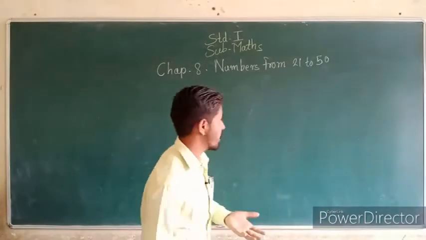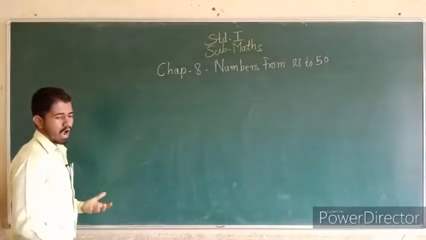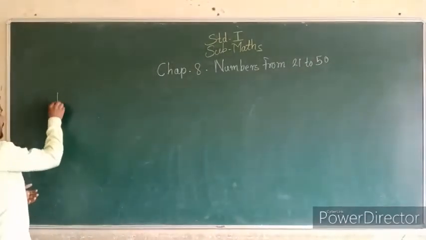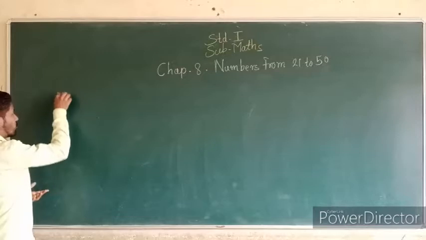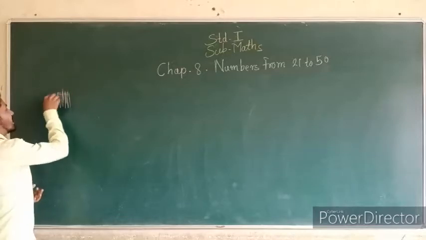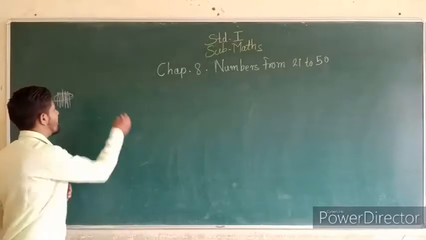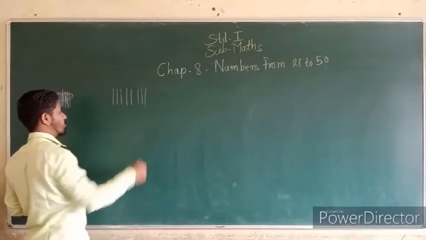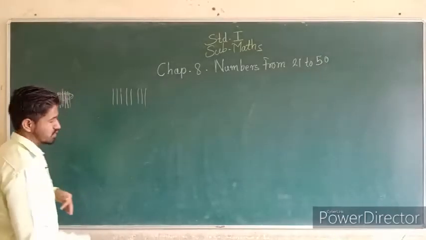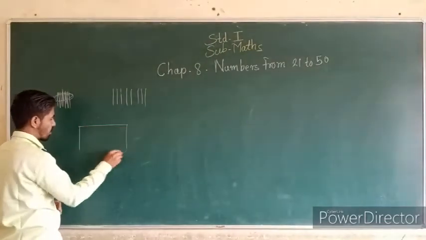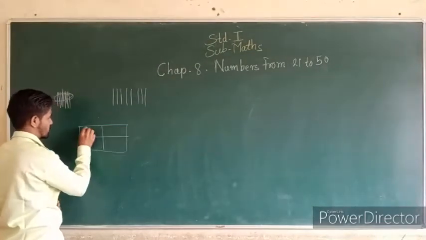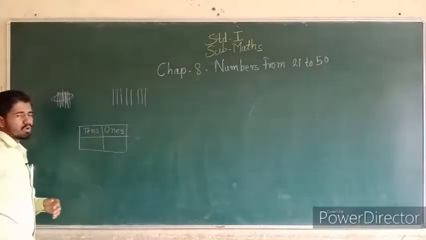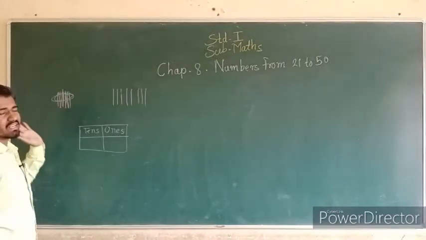First we have to see some sticks. In these sticks, we first see how to read the numbers. Here we see the matchsticks. 1, 2, 3, 4, 5, 6, 7, 8, 9, 10. This is a bundle of 10 matchsticks. And here 1, 2, 3, 4, 5, 6, 7 ones. Here we have to write the tens and ones. This is the column of tens and ones.